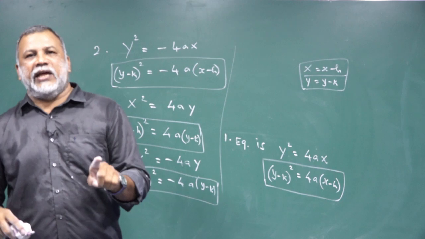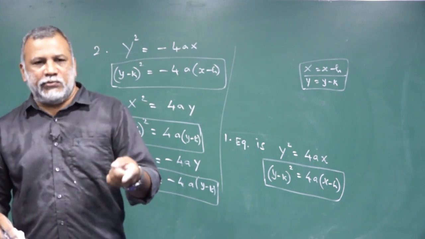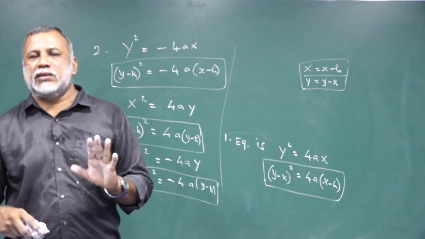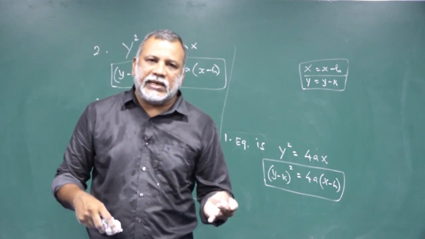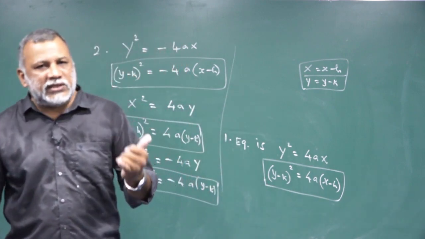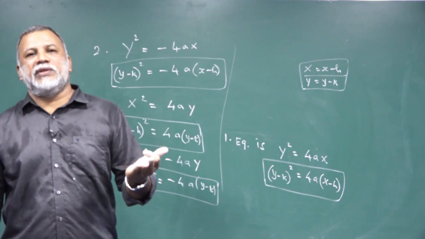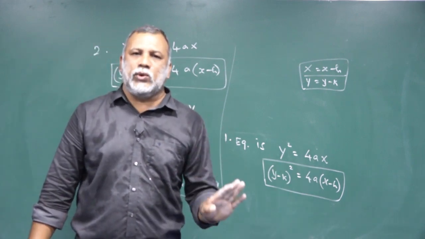With the help of the diagram, no need to memorize any results. With the help of the diagram, try to work out the results. What are the results? Number 1, vertex, focus, directrix, axis, length of the latus rectum, equation of the latus rectum, then endpoints of the latus rectum. So questions may be asked based on these 7 results only.